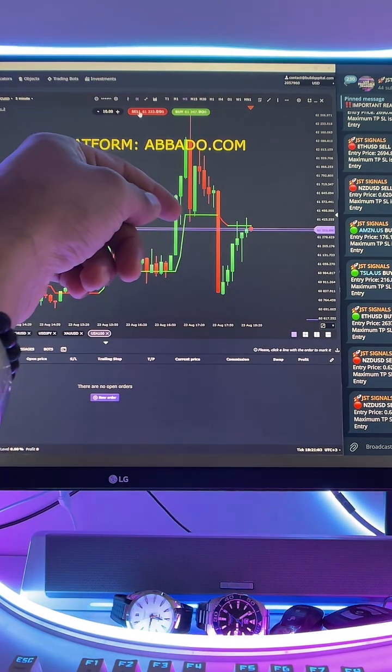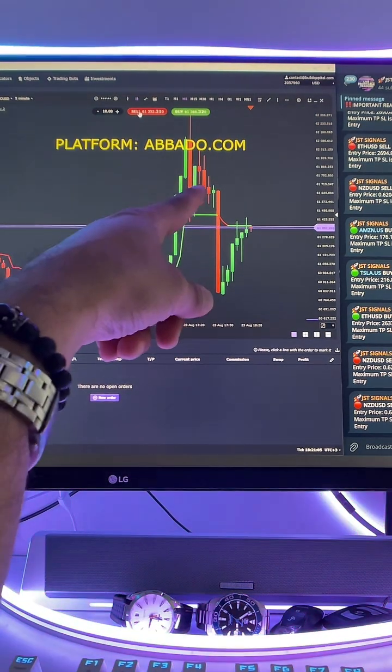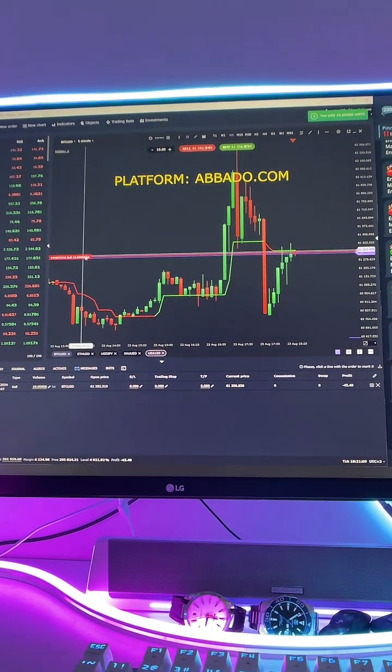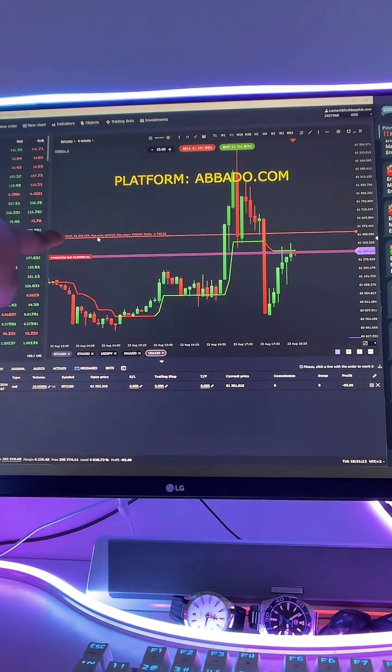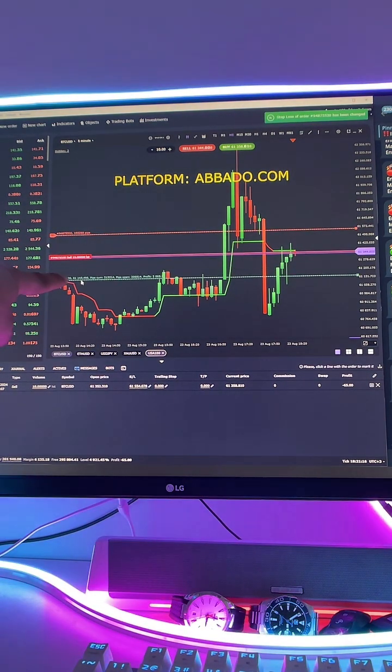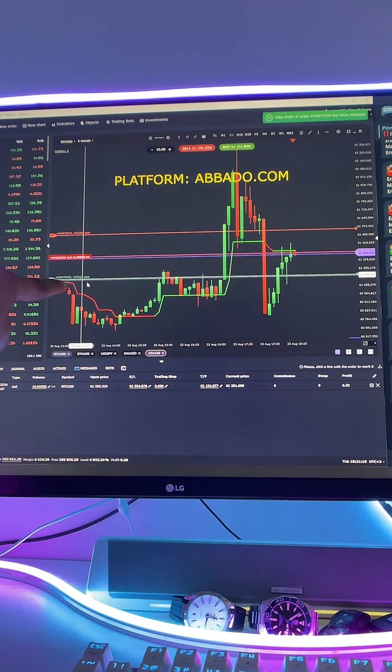There we go. So we're getting a bit of a pullback. That's a nice pullback right there. Let's enter a sell trade. So I just entered a sell trade. I'm going to set my stop loss right here at about $2,000. I'm going to set my take profit also right here at about $2,000.